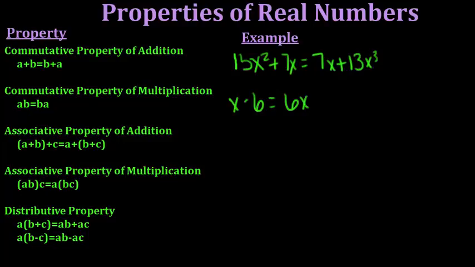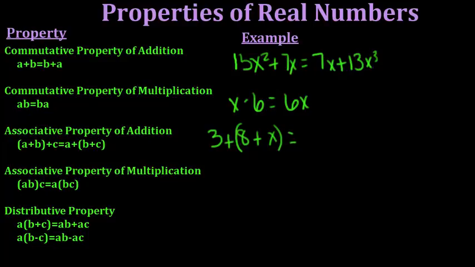The next is the associative property of addition. The generic example is A plus B in parentheses plus C is equal to A plus B plus C in parentheses. Let's use the example 3, 8, and x. So we'll say on the left side we have 3 plus 8 plus x, and let's put 8 and x in parentheses.